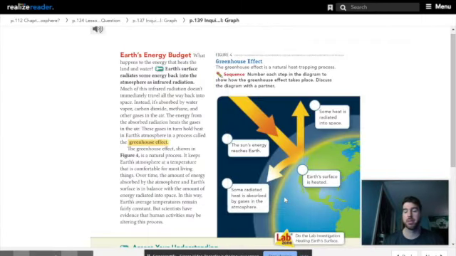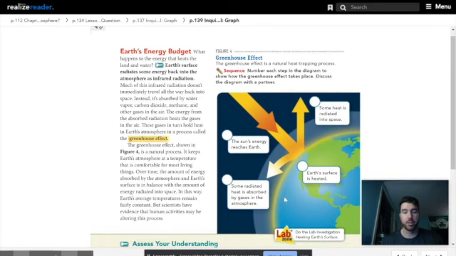All right, so on the previous page, we talked about how some of the energy from the sun is absorbed by the earth and then radiated back out. So let's go a little bit more in depth on that. So what happens to the energy that heats the land and water? Earth's surface radiates some of the energy back into the atmosphere as infrared radiation. Much of this infrared radiation doesn't immediately travel all the way back into space. Instead, it's absorbed by water vapor, carbon dioxide, methane, and other gases in the air. The energy from the absorbed radiation heats the gases in the air. These gases, in turn, hold heat in the Earth's atmosphere in a process called the greenhouse effect.